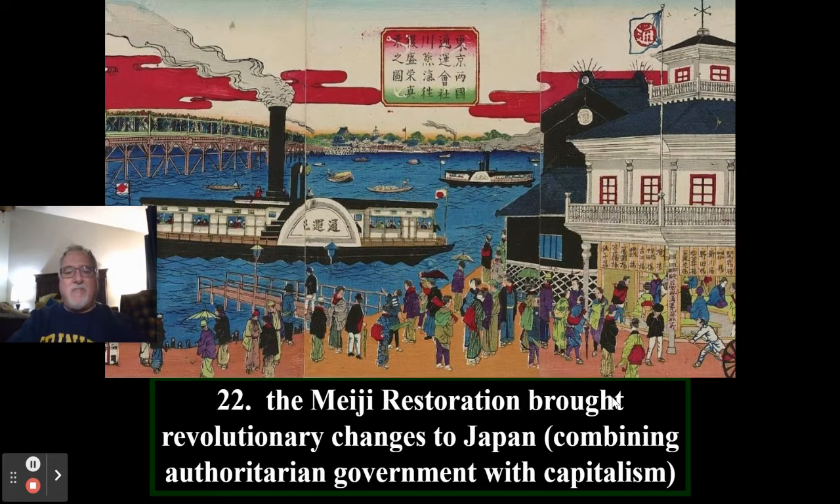So the Meiji Restoration brought revolutionary changes to Japan, combining authoritarian government with capitalism. Fascinating. Again, they were so driven. It's almost, and I don't know if I should use this, command economy-ish from the standpoint of, look, we are driving this engine forward. We are moving forward. We are going to catch up, because they're trying to catch up. They've been isolationists. They recognize that they were deficient in the mechanical arts, and they are doing something about it. And when you have to make changes that rapidly, it requires direct government involvement.